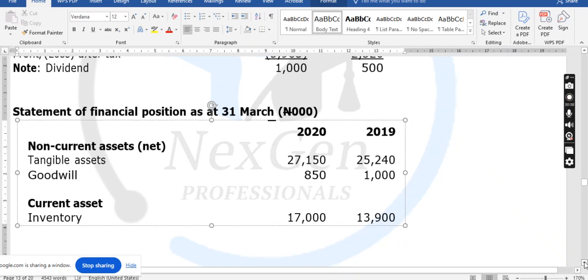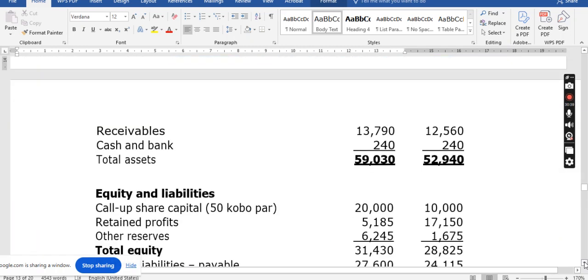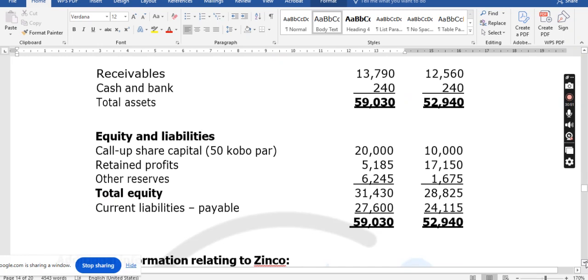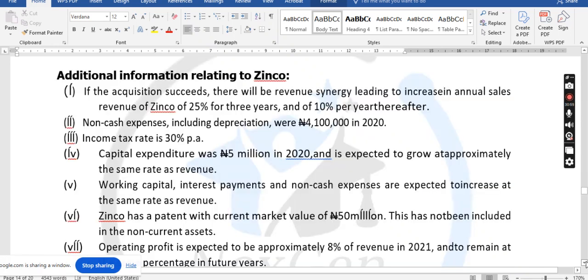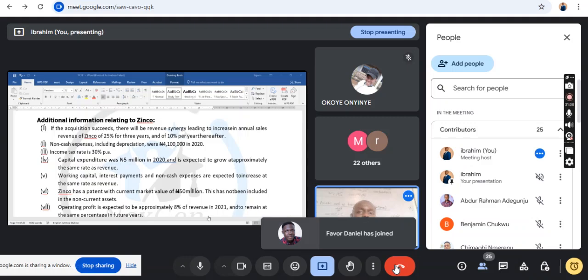Okay. Non-current assets and current assets, which is inventory. So you can see the current assets, right? Then equity and liabilities. Can you see it? And so additional information relating to Zinco. This is the additional. So they give you the company financials, both the statement of profit or loss account, as well as the statement of financial position. Now, what is the additional information relating to Zinco?